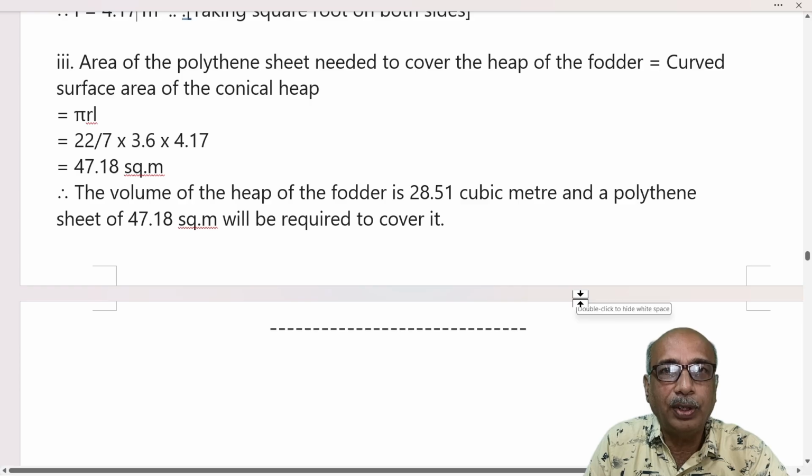This much is sufficient for this exercise. In the next exercise, we will see more problems.